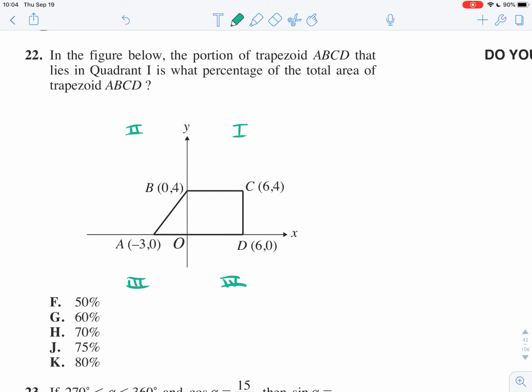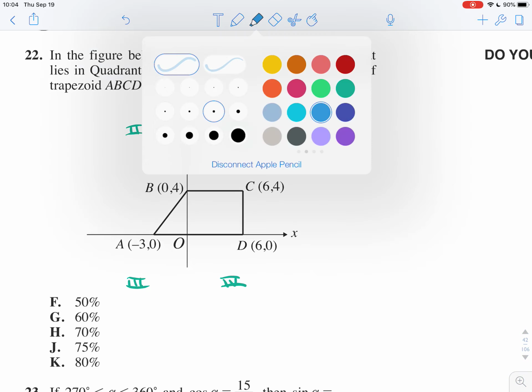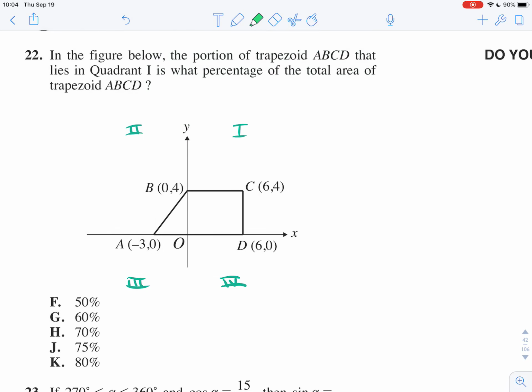Okay, 22. In the figure below, the portion of trapezoid ABCD that lies in quadrant 1 is what percentage of the total area of trapezoid ABCD? So, the amount of trapezoid ABCD that lies in quadrant 1.